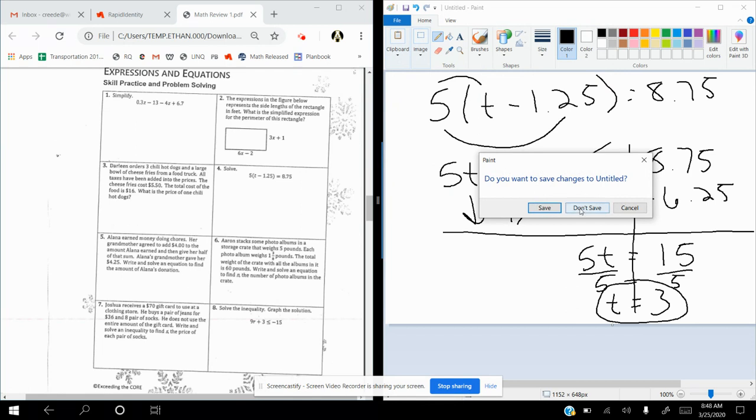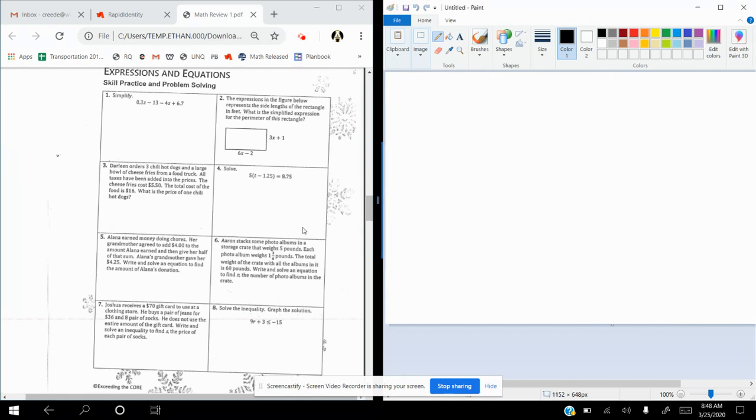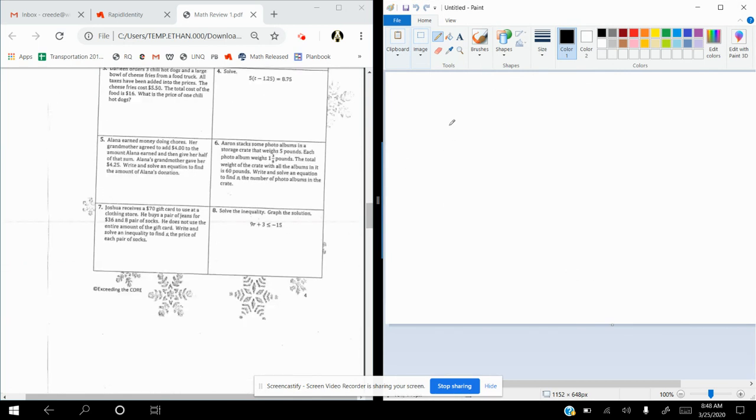All right, last one, number 7. Joshua receives a $70 gift card to use at a clothing store. He buys a pair of jeans for $36 and 8 pairs of socks. He does not use the entire amount of the gift card. Write and solve an inequality to find S, the price of each pair of socks.